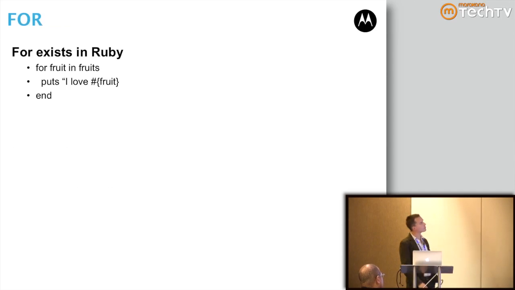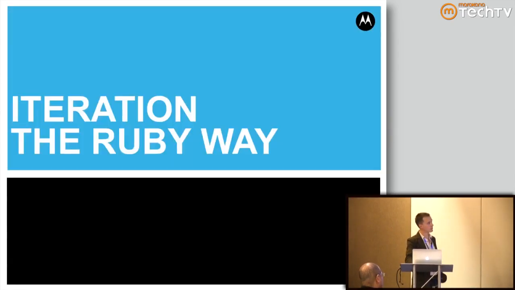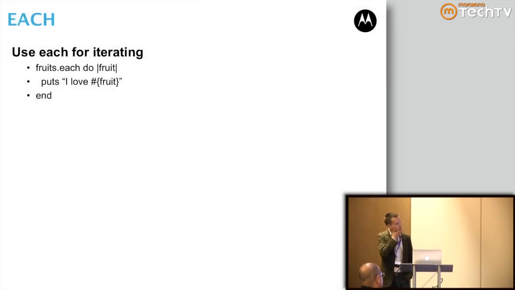We do have a for loop in Ruby, for fruit in fruits or for person in people. We don't use it. We do not have the syntax of for i equals 0, semicolon, i plus plus. Yeah, you know what it is. And this one that we have, we don't use. We're going to do iteration the Ruby way, which is this syntax.